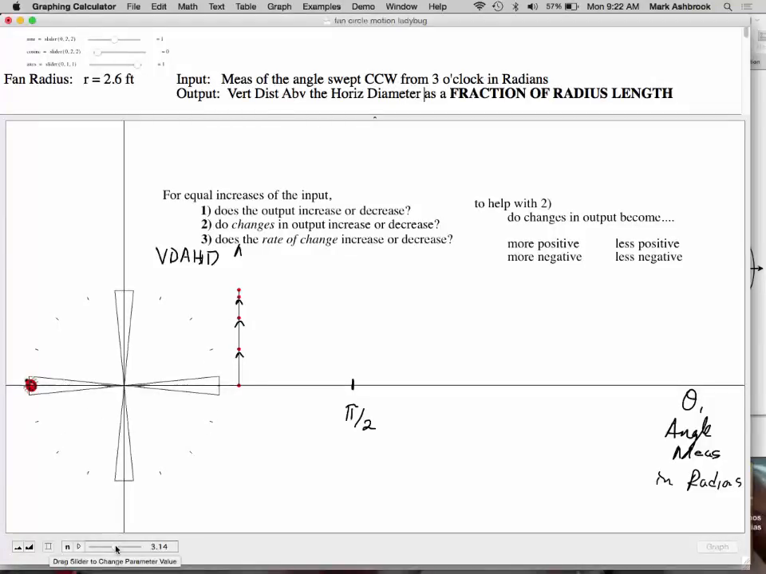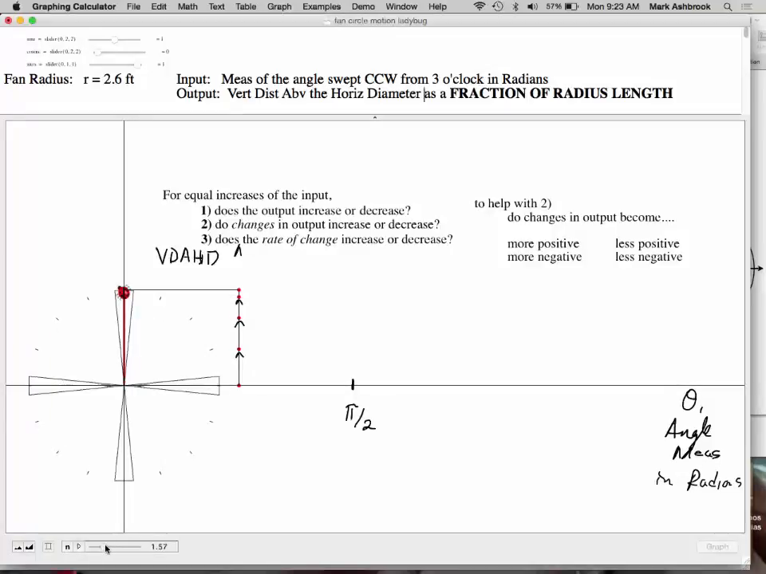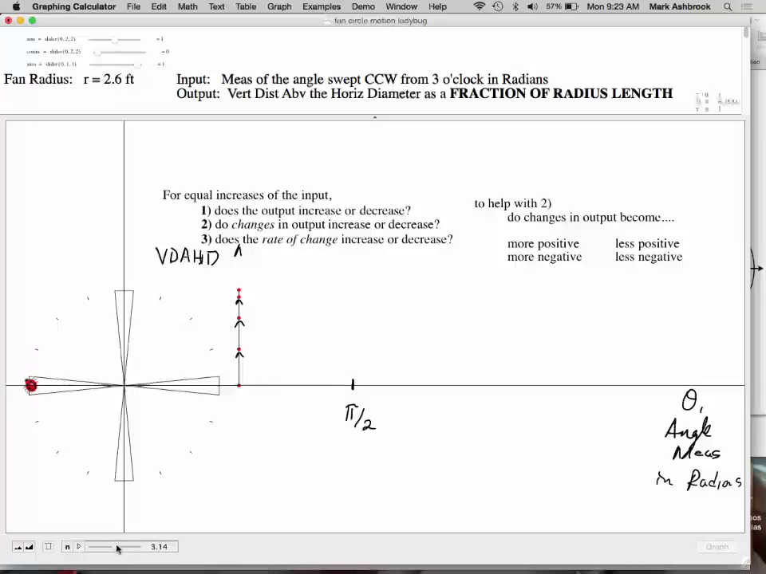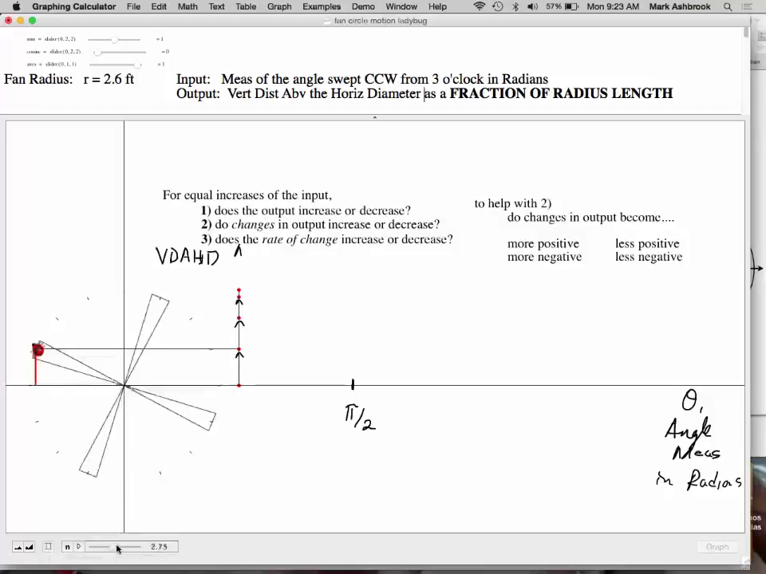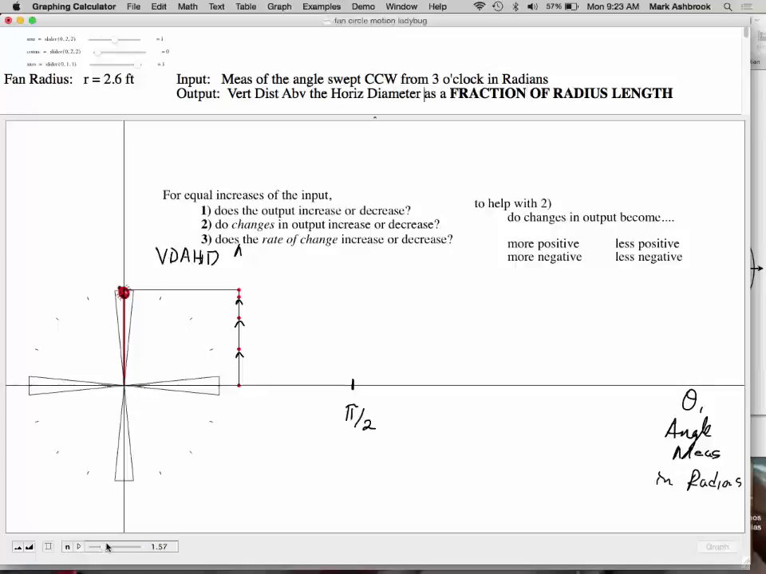So as the angle increases from pi over 2 to pi, does the vertical distance increase or decrease? Question 1. Decreases. From what to what? As a fraction of the radius length, it decreases from what value to what value? It starts at? They're saying it starts at 1. Agree with that?